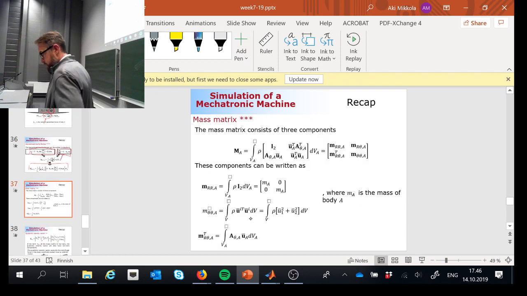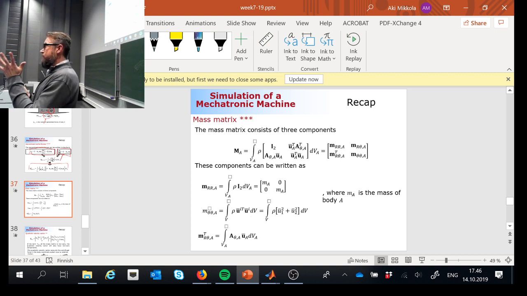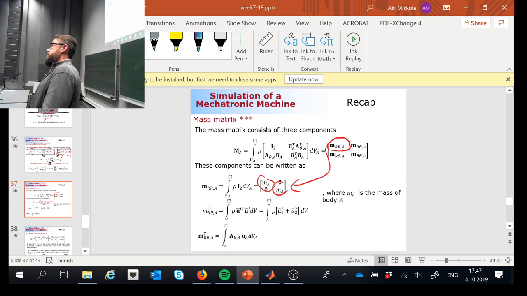Mass matrix, that's the one that consists of 3 different components. And remember, it is a diagonal representation if the body reference coordinate system is located in the center of the mass. So the first component, which is a 2 by 2 matrix located here in the upper left corner, and the mass of the body is located in a diagonal component. Rest is equal to 0.